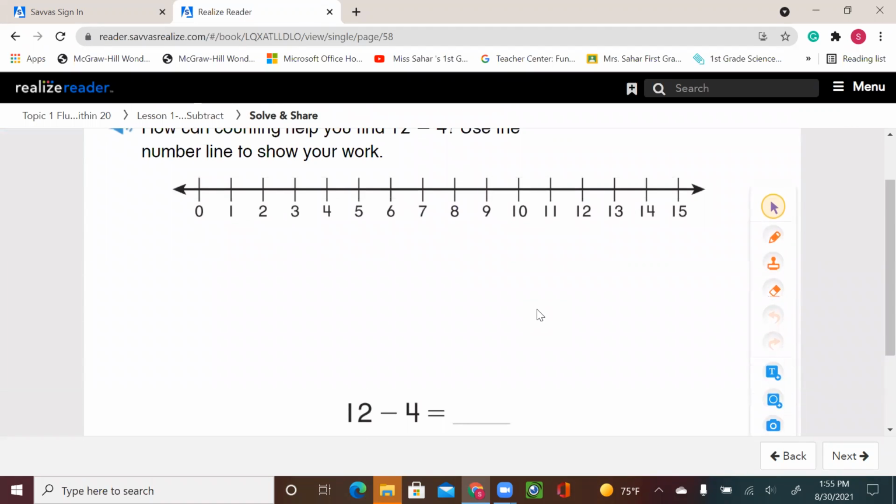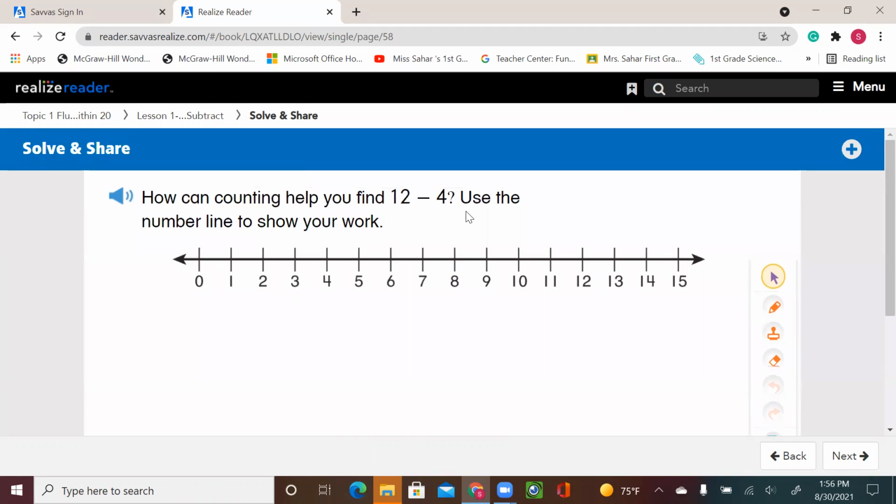All right. What do we have today? We have number line. So we need to use the number line to find out the equation or subtraction we have. Using the number line, we can count on or count back to subtract. So let's have an example. 12 take away 4.